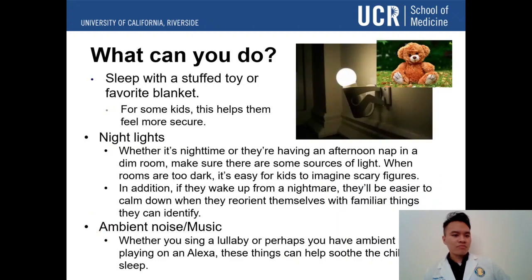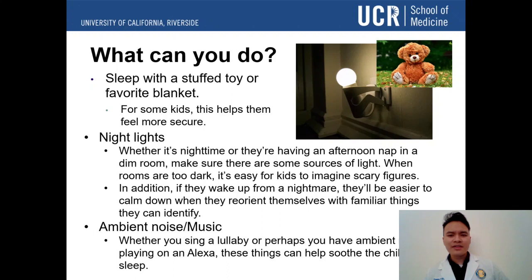So, also, stuffed toys or favorite blankets. This may not be a surprise. We've always seen kids, or maybe as a kid you had a teddy bear that you really liked. These can provide a sort of comfort for the child, and so something like that can really help them to relax when they're asleep. And then night lights. Whether it's nighttime or maybe they're having an afternoon nap in a dim room, make sure there are some sources of light. When rooms are too dark, it's easy for kids to imagine really scary figures. They have pretty bright imaginations.